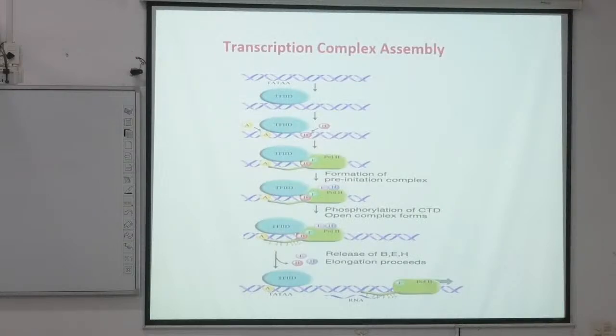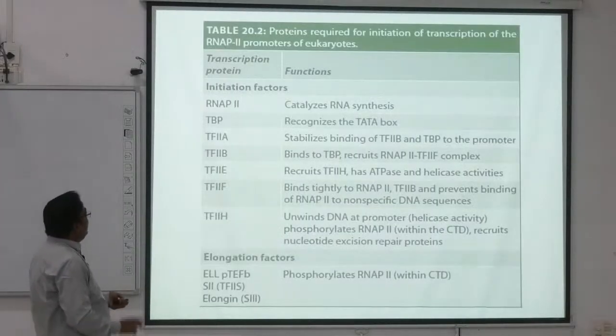Okay, and after the phosphorylation and formation of open complexes, they release the RNA chain and they move in the next direction, and we call this step promoter clearance. Promoter clearance. Okay, simply the meaning of assembly is what?